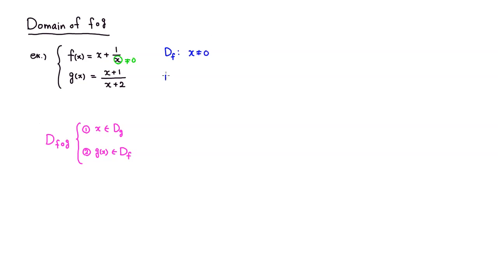How about the domain of g? It's actually pretty similar. Since we have a fraction, again, we have to make sure that the denominator is non-zero. So we can say x plus 2 cannot be equal to 0, which means we can just subtract 2 from both sides. So x cannot be negative 2.